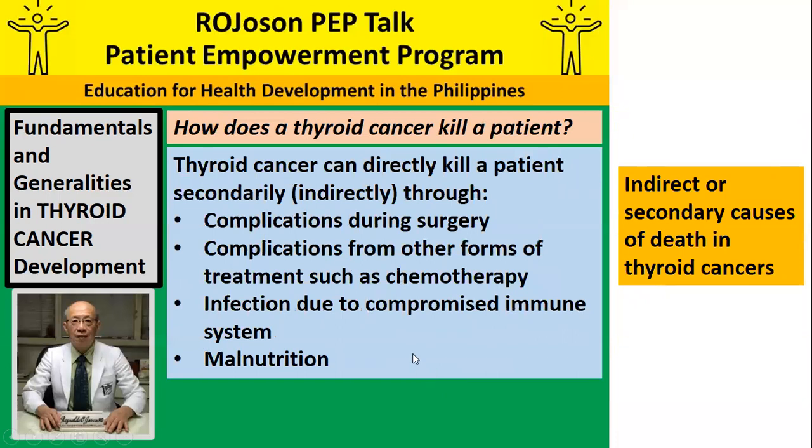Thyroid cancer can kill a patient secondarily or indirectly through complications during surgery, complications of other forms of treatment such as chemotherapy, infection due to compromised immune system, and malnutrition.